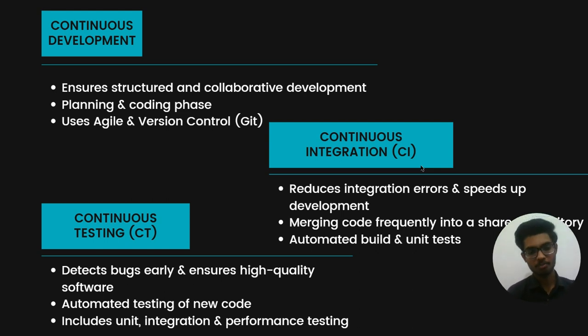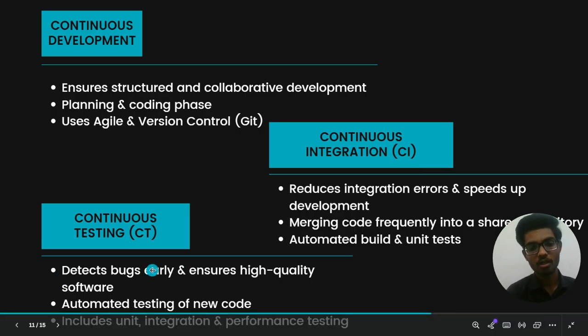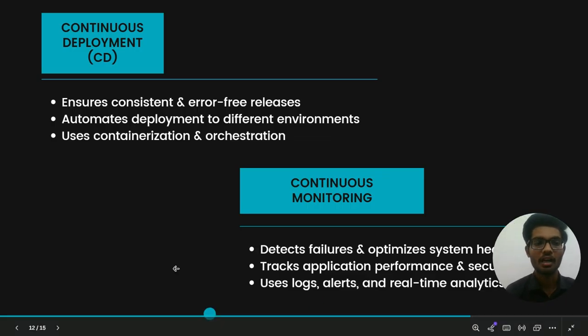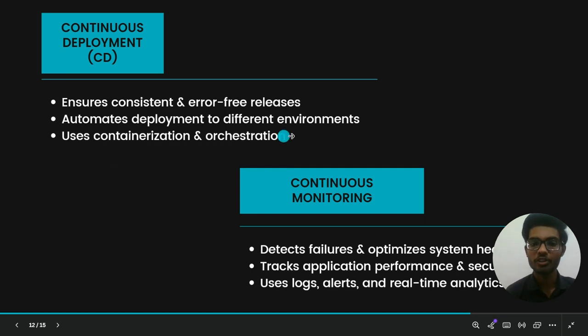Continuous testing is very important. In this, we detect bugs continuously by performing continuous testing on our software. This comes with automated testing of new code, and includes unit, integration and performance testing. Then we have continuous deployment. Here we ensure consistency and error free releases, so that there are no or very few errors in our software, so that we can avoid them. And then we automate our deployment to different environments.